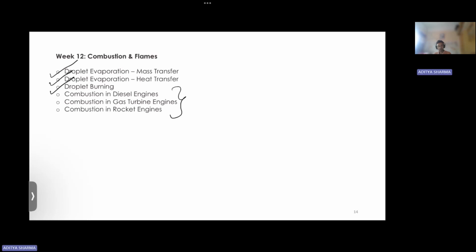The flames: one is your laminar type of flame. Basically there are two types of flame. One is your premixed flame, and then is your non-premixed flame, that is diffusion flame. And in the last week, the discussion is mainly on diffusion flames, though turbulent flame has been touched upon, but the main discussion is on diffusion flames because we have done topics like diesel engines, gas turbine engines, and rocket engines. All these have been covered.